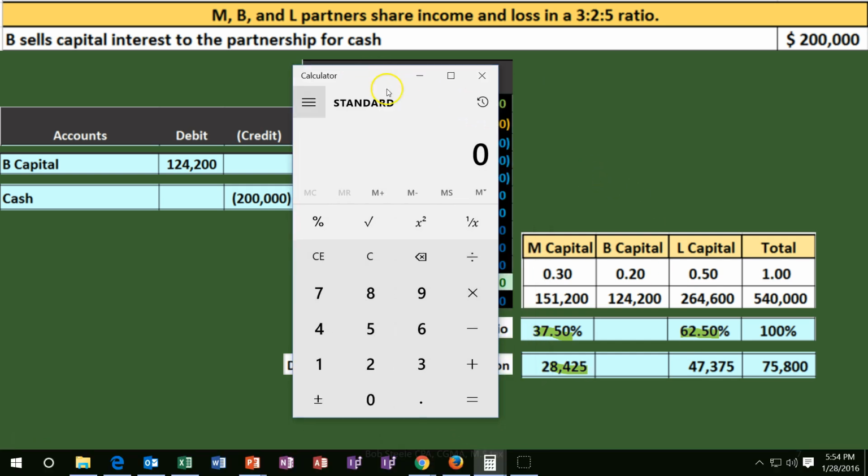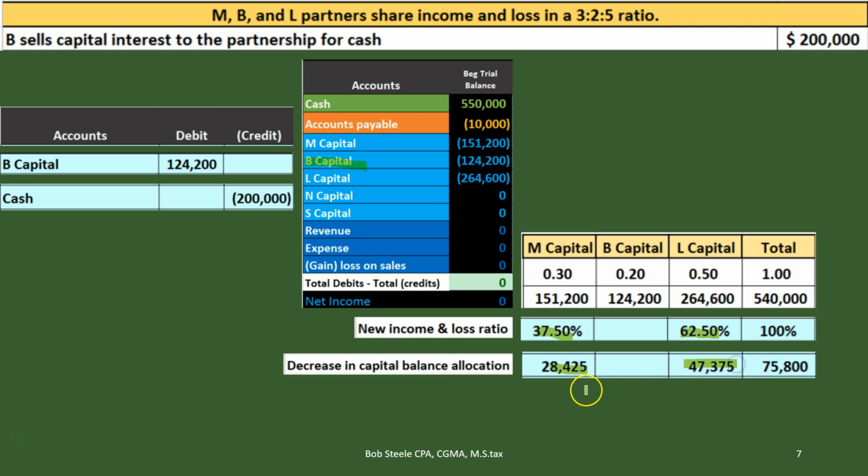Of course, the difference will be the other, but we'll do the calculation just for the fun of it. 75,800 times the 0.625. That gives us the 47,375. And of course, the 28,425 plus the 47,375 equals the 75,800. So we're going to allocate the plug, the 75,800, in 28,425 and 47,375, M and L respectively.